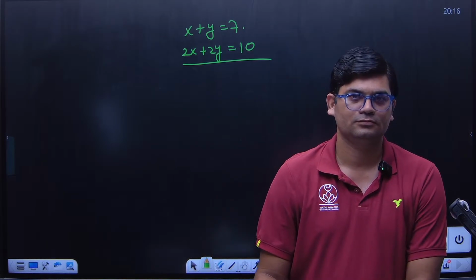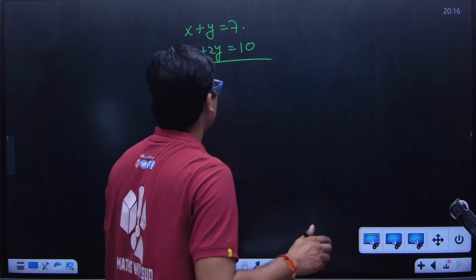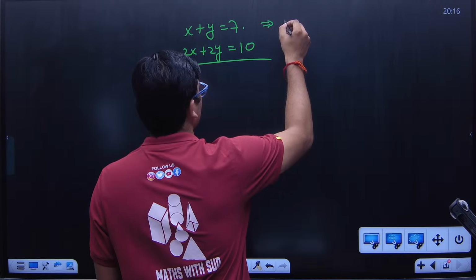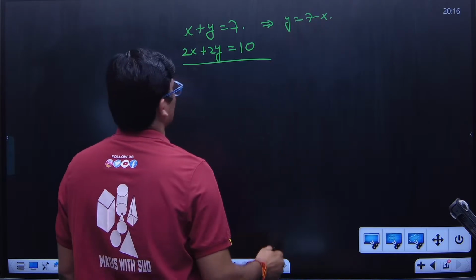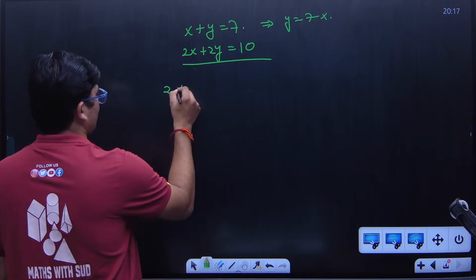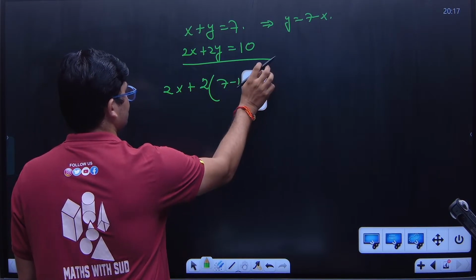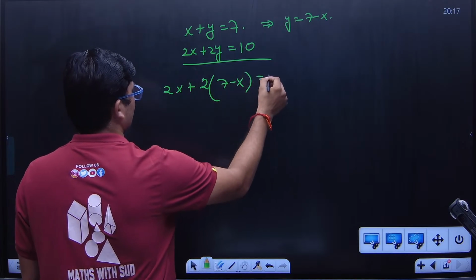I'll substitute into the first equation. From the first equation, what are you going to substitute, x or y? Y. So y will be equal to 7 minus x, right? Yes. So instead of y I am going to put 7 minus x, is equal to 10.